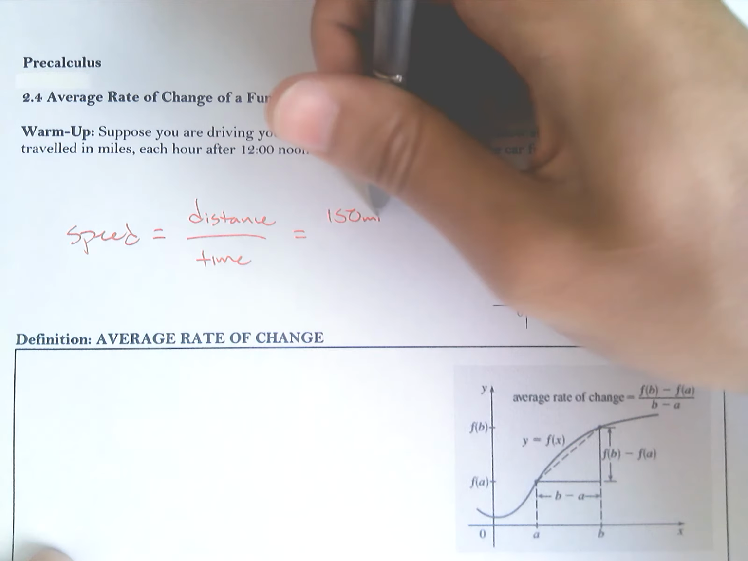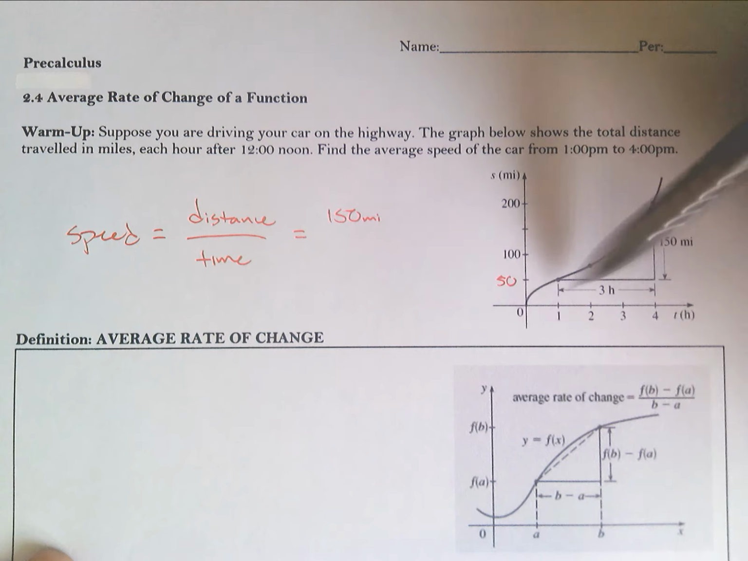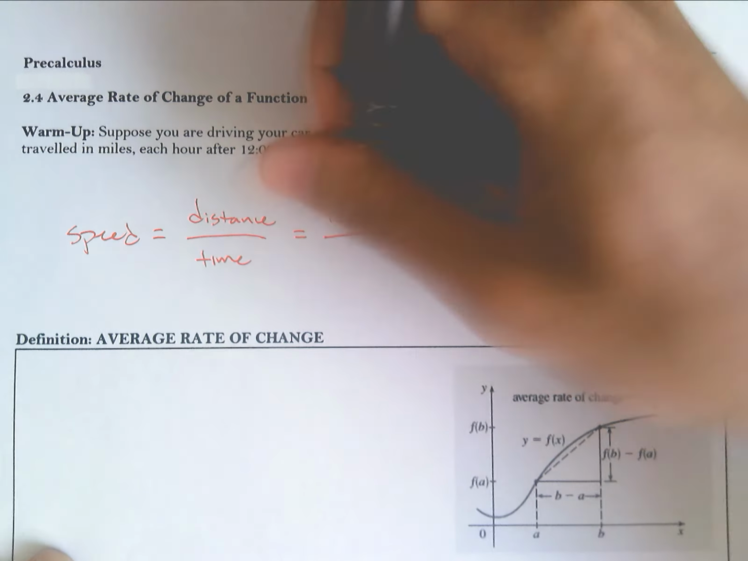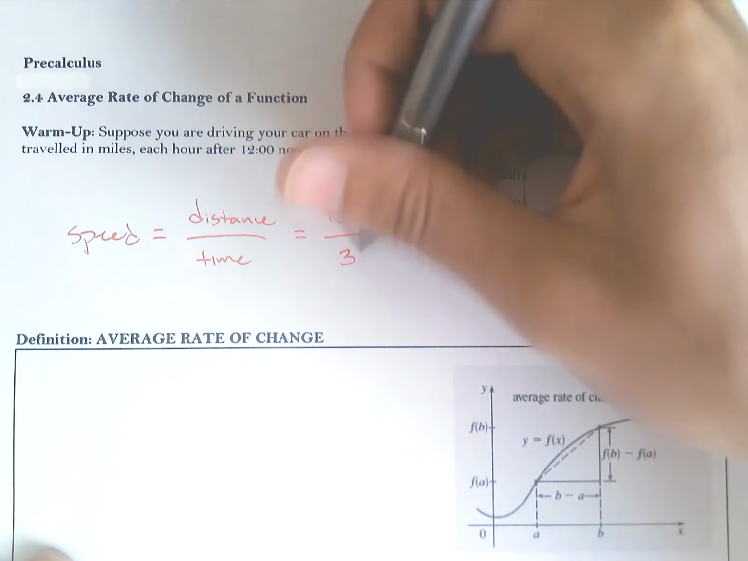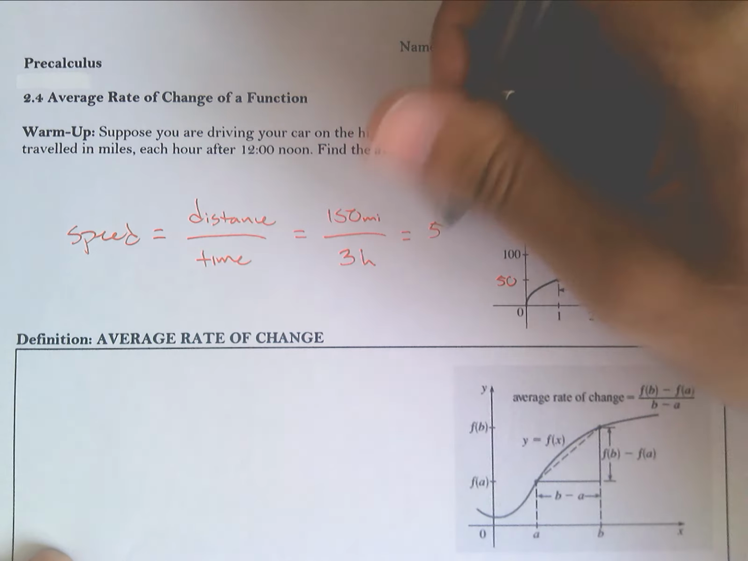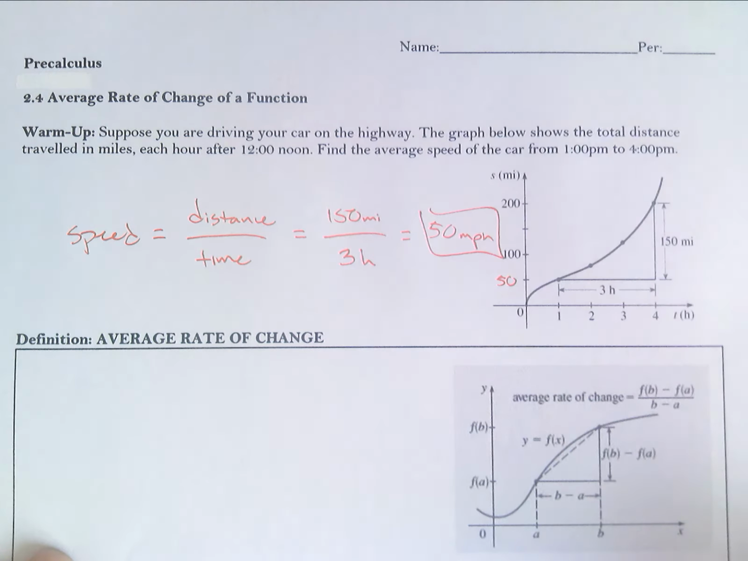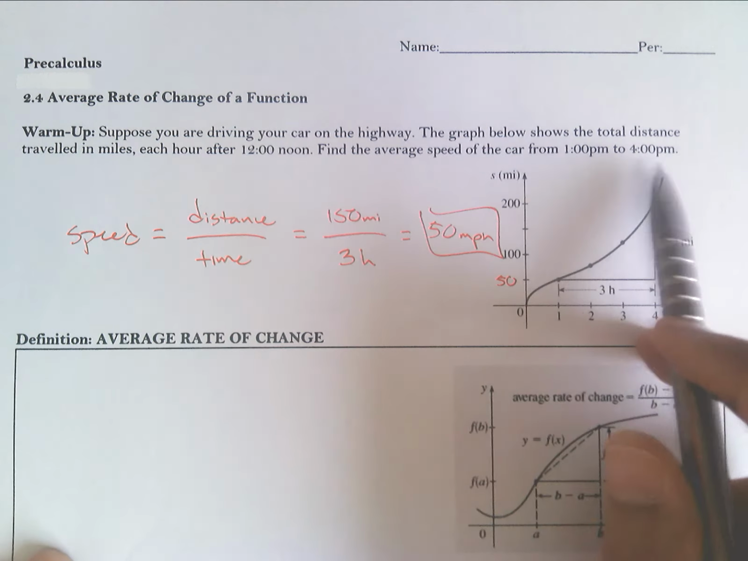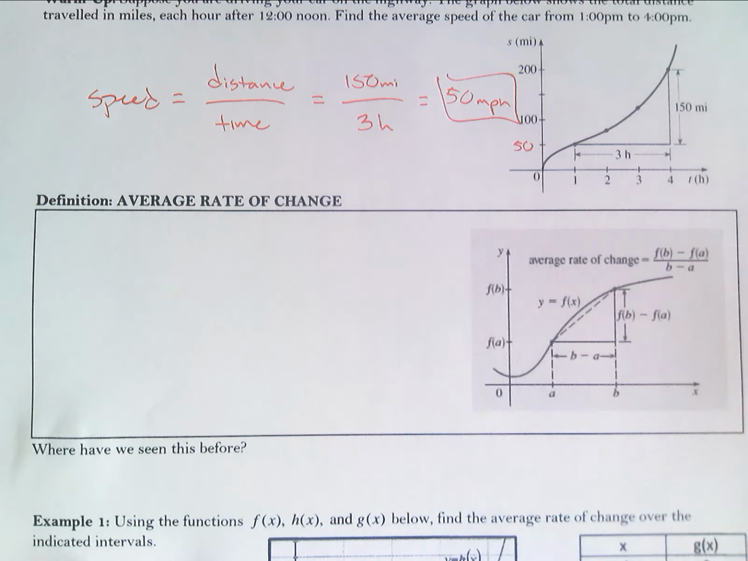Our change in x, or our change in time, is going to be from 1 to 4, or that 3 hours. So in order to find our speed, we divide these two. So 150 miles over 3 hours gives us 50 miles per hour. And so that is our average speed over the time interval 1 p.m. to 4 p.m. So that brings us to average rate of change. We know that speed is a rate of change. So in general, let's talk about what an average rate of change is.